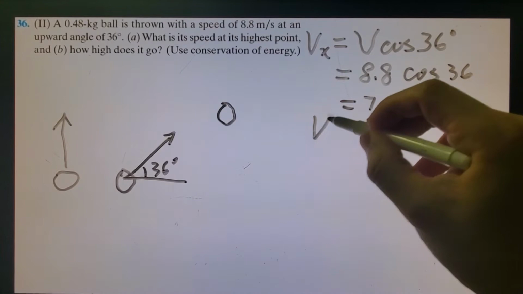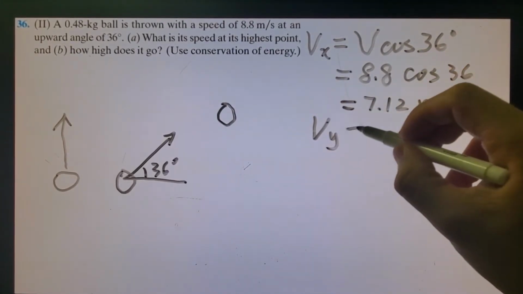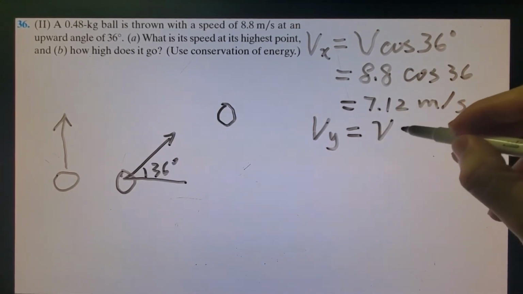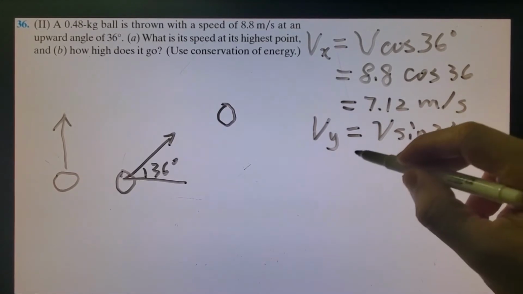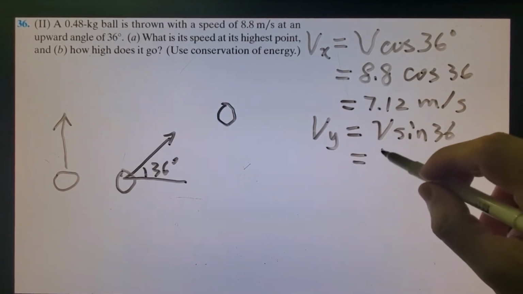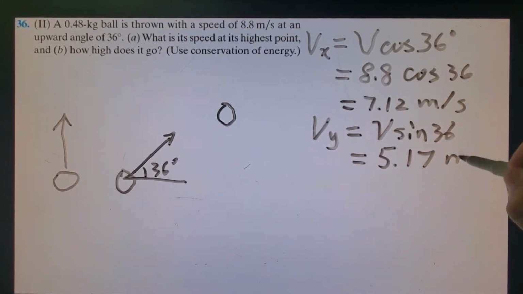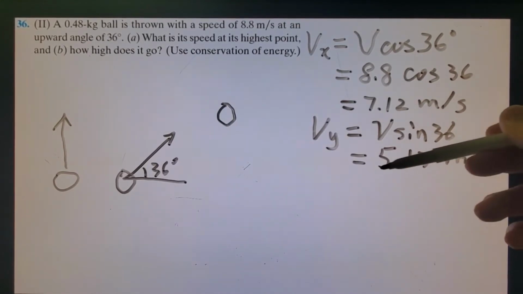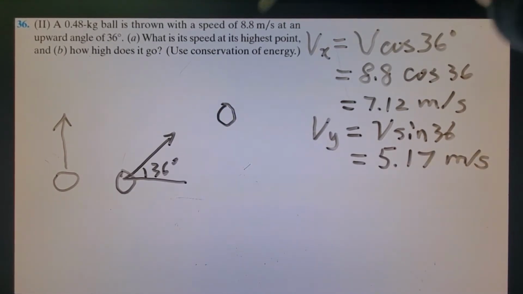We can do the similar thing for the y direction. Vy initial will be equal to V initial times sine of 36, and that will be equal to 8.8 times sine of 36 degrees, 5.17 meters per second. There is a way to check if we have done it right. Vx squared plus Vy squared should be equal to V squared. As an exercise, you can check that.